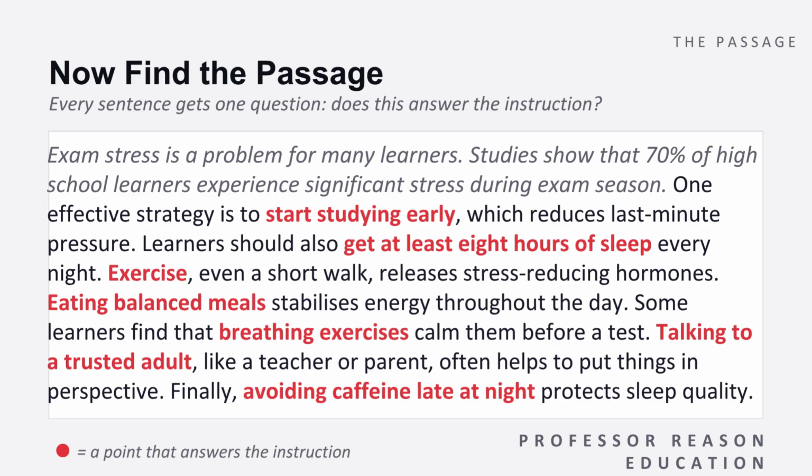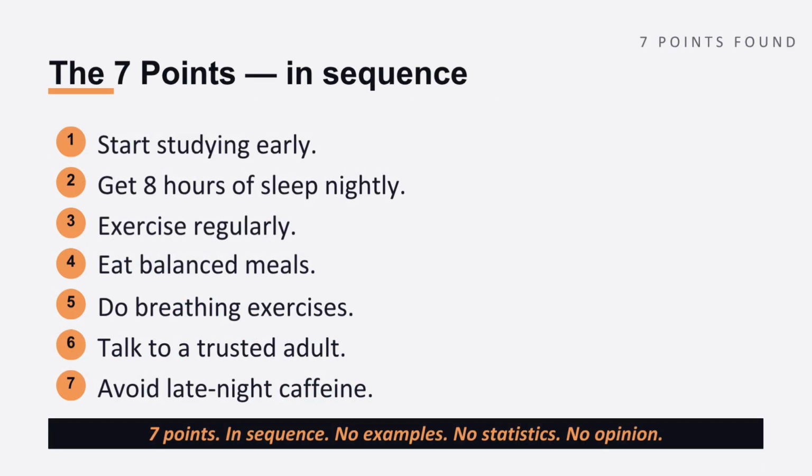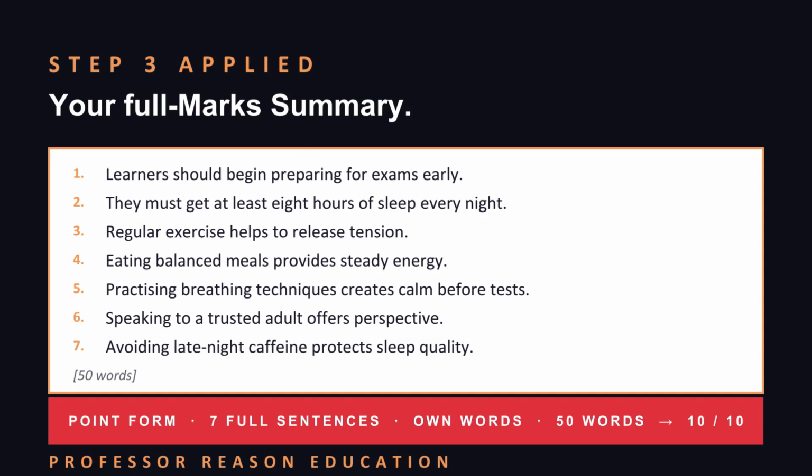Is this a practical way to reduce exam stress? Yes. Applying step number 2. Here are the 7 practical ways. Number 1. Start studying early. Number 2. Sleep 8 hours nightly. Number 3. Exercise regularly. Number 4. Eat balanced meals. Number 5. Do breathing exercises. Number 6. Talk to a trusted adult. Number 7. Avoid late night caffeine. 7 points in sequence. No examples, no statistics, no opinion. Step number 2, done. Step number 3, rewrite and count.